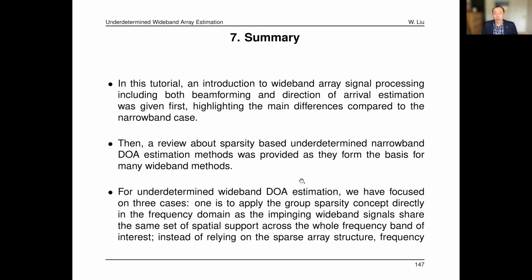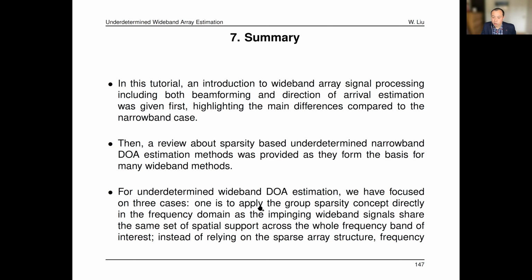So finally, section 7 is a summary of this whole tutorial. In this tutorial, an introduction to wideband array signal processing, including beamforming and direction of arrival estimation, was given first, highlighting the main differences compared to the narrowband case. I hope you now clearly know the difference between narrowband beamforming and wideband beamforming, and between narrowband DOA estimation and wideband DOA estimation. Then a review of sparsity-based underdetermined narrowband DOA estimation methods was provided, as they form the basis for many wideband methods.